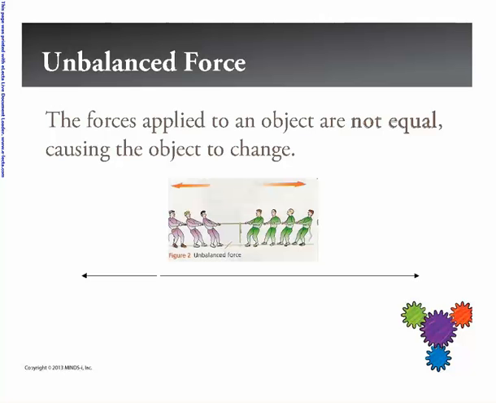All right. For example, an unbalanced force: the forces applied to an object are not equal, causing the object to change. Like in the example here, we see the purple guys, there are only 3 of them. However, the green have 4. I was thinking the line was over here, but nope, the green guys are definitely going to win this, just because they have an extra person, therefore creating an unbalanced force. Great.